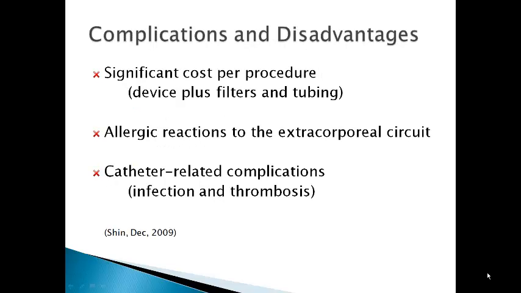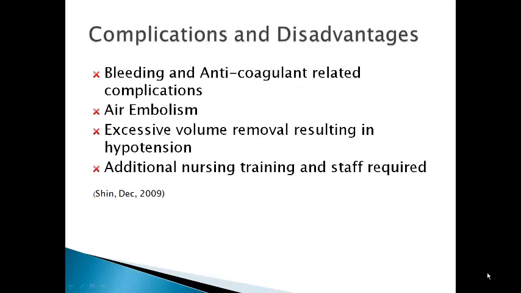However, there are complications and disadvantages, such as the significant cost per procedure, including the device, plus the filters and the tubing, the potential allergic reactions to the extracorporeal circuit, catheter-related complications such as infection and thrombosis. Others include bleeding and anticoagulant-related complications, since these patients are on a continuous infusion, air embolism, excessive volume removal resulting in hypotension, and the additional nursing training and staff required.